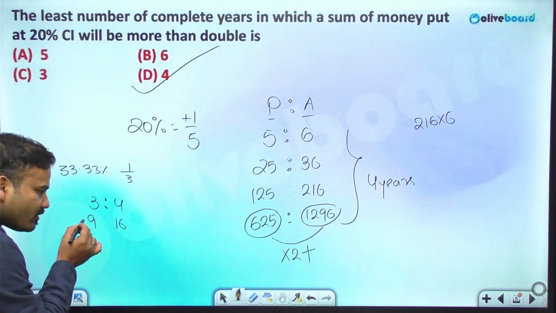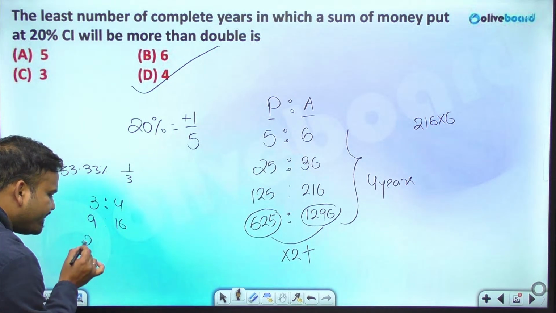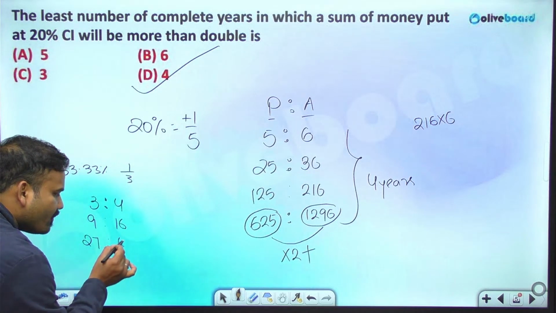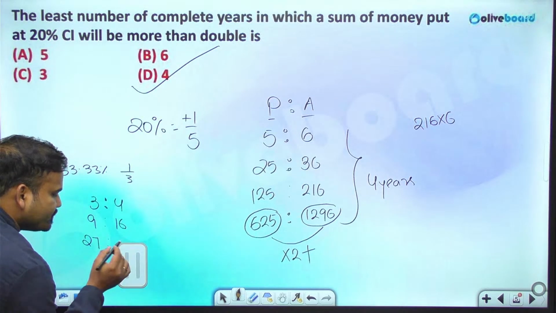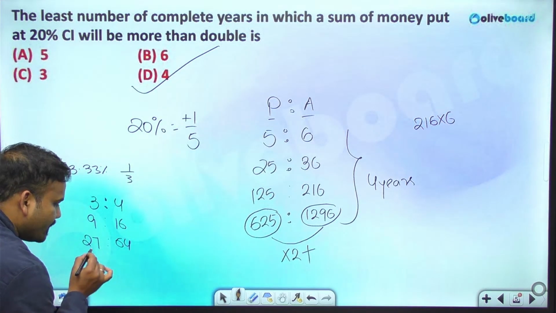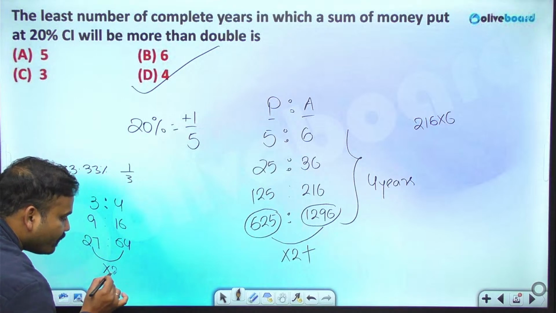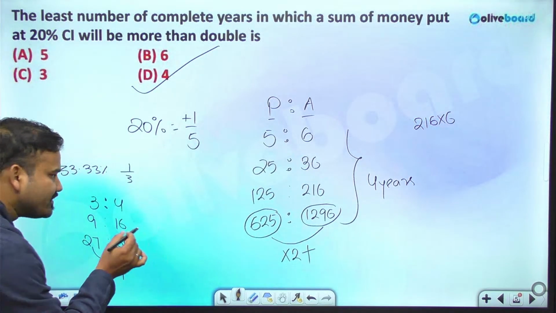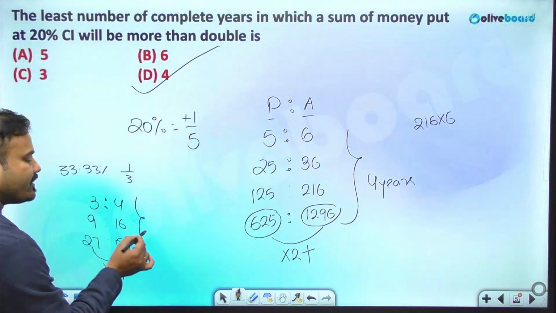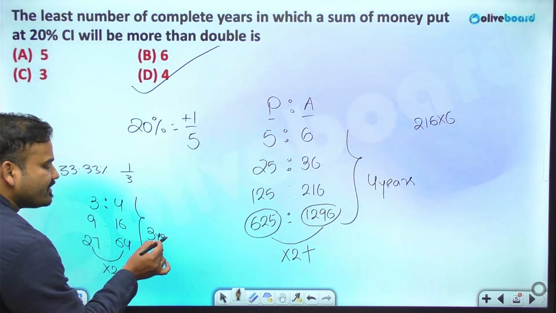Next year the ratio of principal to that of amount will be 27 and 64. Just look at this. Double of 27 is just 54. It has crossed double of itself. That means for 33.33% rate of interest, the answer will be 3 years.